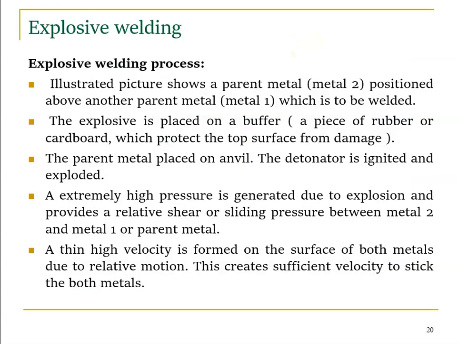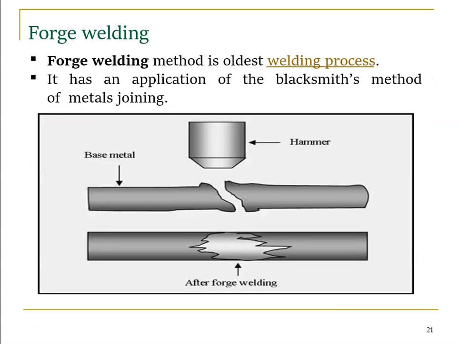The parent metal is placed on the anvil, and the detonator is ignited and exploded. Extremely high pressure is generated due to the explosion and provides a relative shear or sliding pressure between metal 2 and metal 1, the parent metal. A thin high velocity layer is formed on the surface of both metals due to the relative motion. This creates sufficient velocity to stick both metals together. So this is explosive welding.